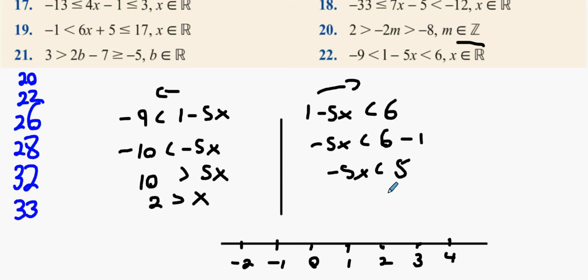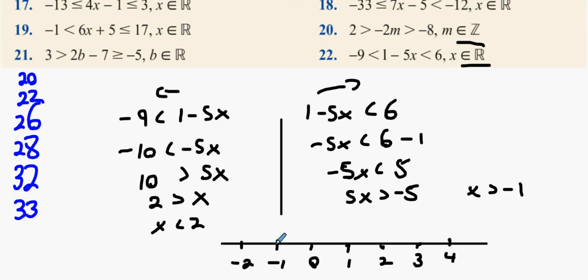Sheree, what do you do now? You bring the minus 5 over and you divide by minus 5. Or I can multiply both sides by minus 1. Then you just get 5x greater than minus 5, and now divide by 5, and you just get x is greater than minus 1. And x is also smaller than 2. Greater than minus 1, smaller than 2, element of R.